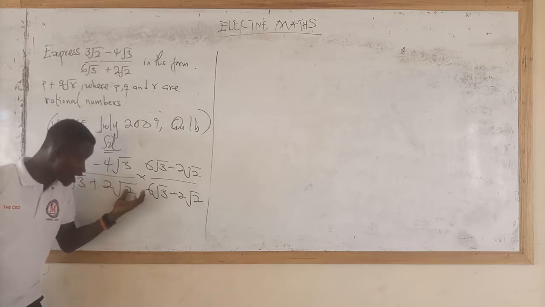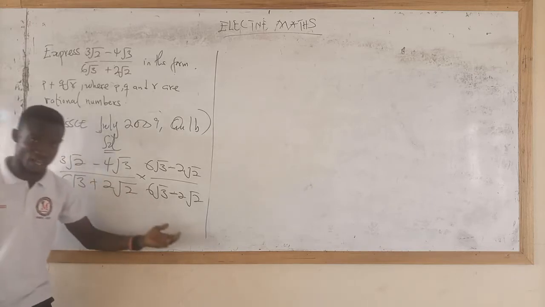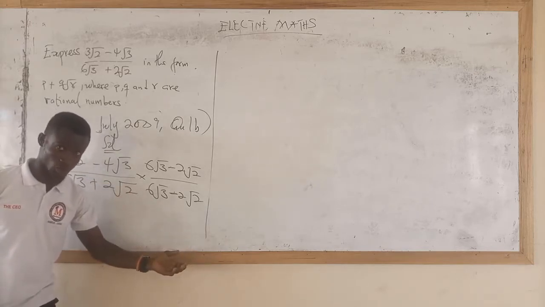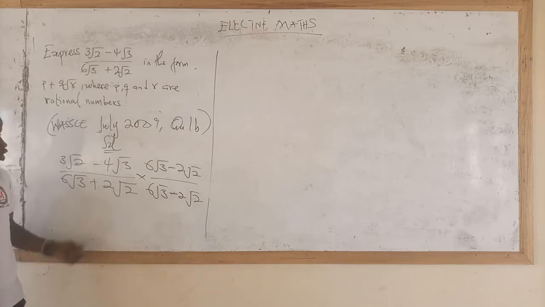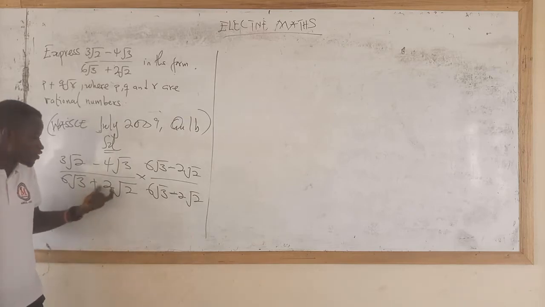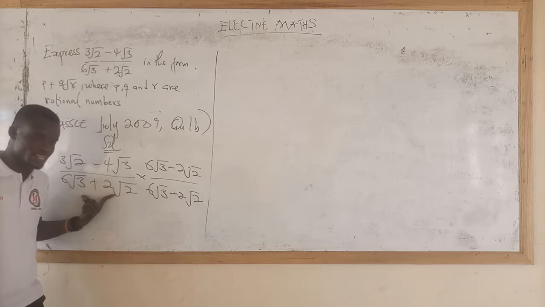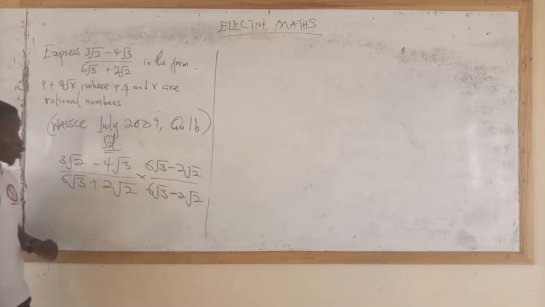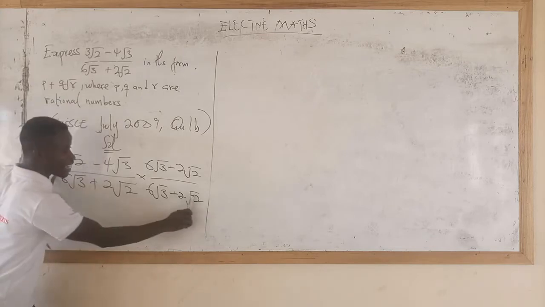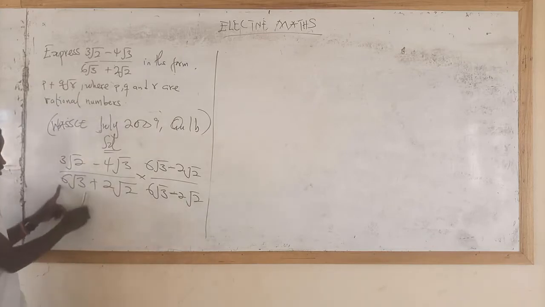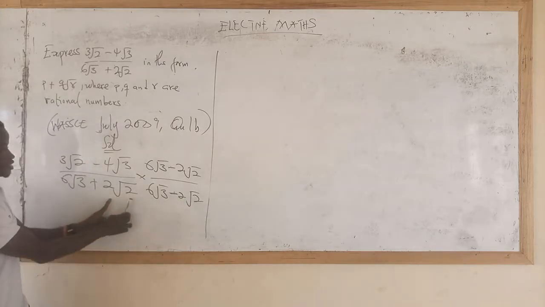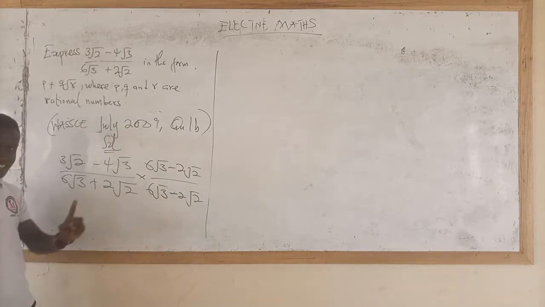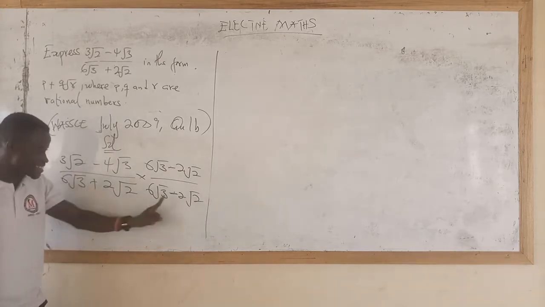You rationalize the denominator, true or false? That's true. Now, when you rationalize the denominator, you're going to write the same thing at the denominator, top and down. So everything here will be the same thing. This is the same thing here. This is the same thing here. The only thing changing is the sign.